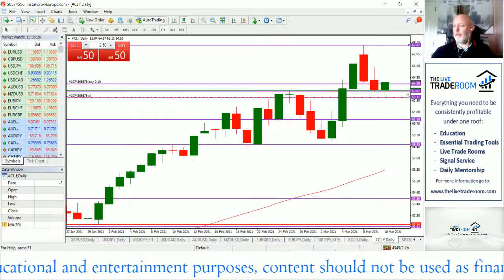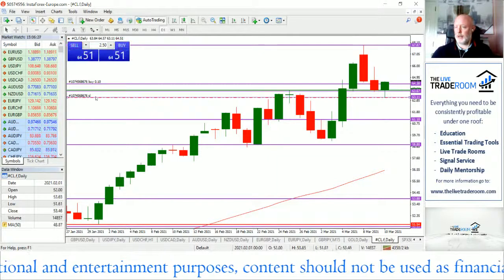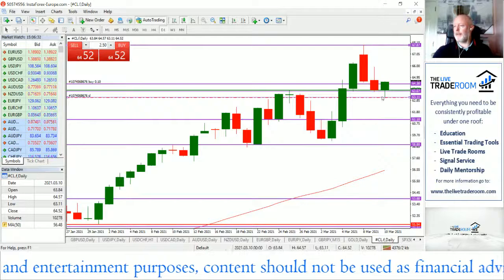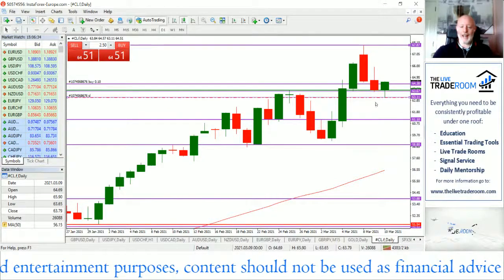Okay, so we're looking for extension to the upside, and we can see that the stop loss will be below the 63.11. So we've got a nice technical stop loss.